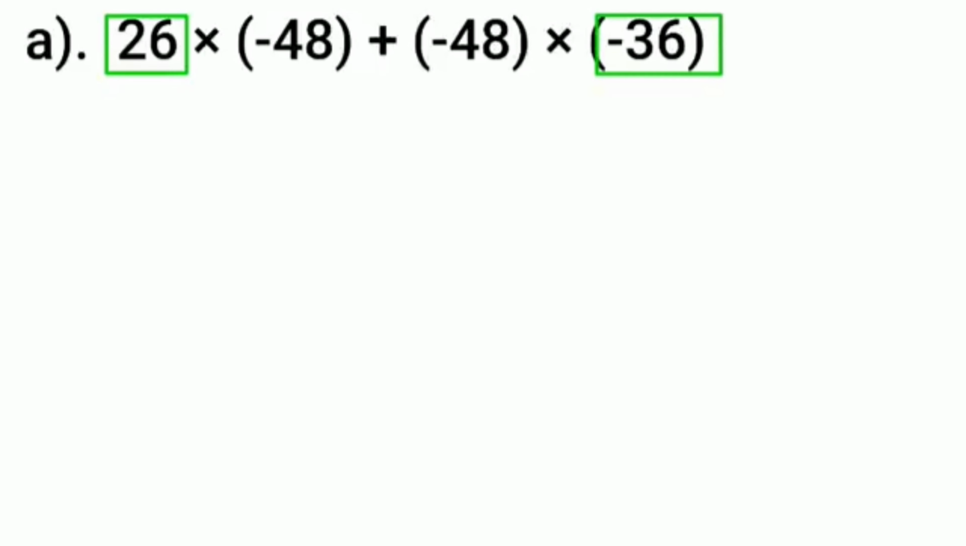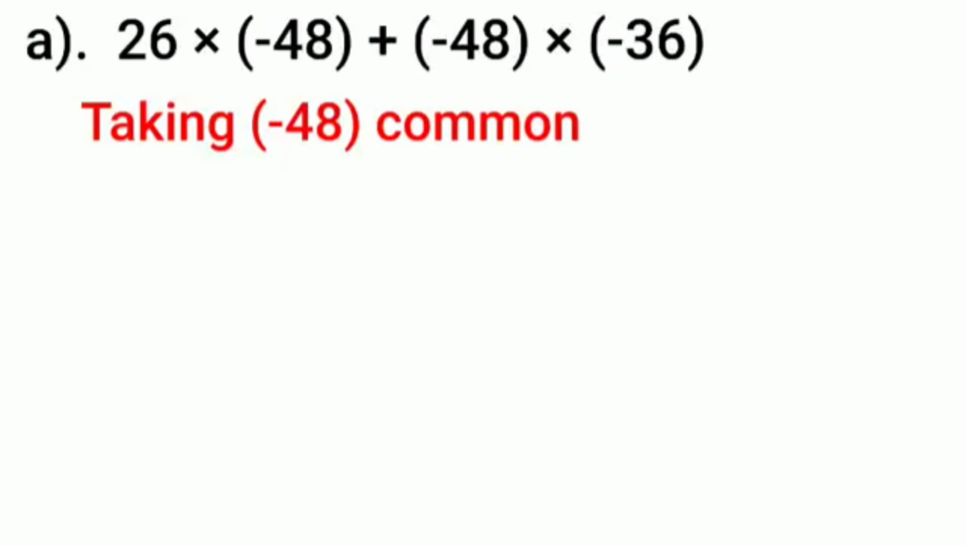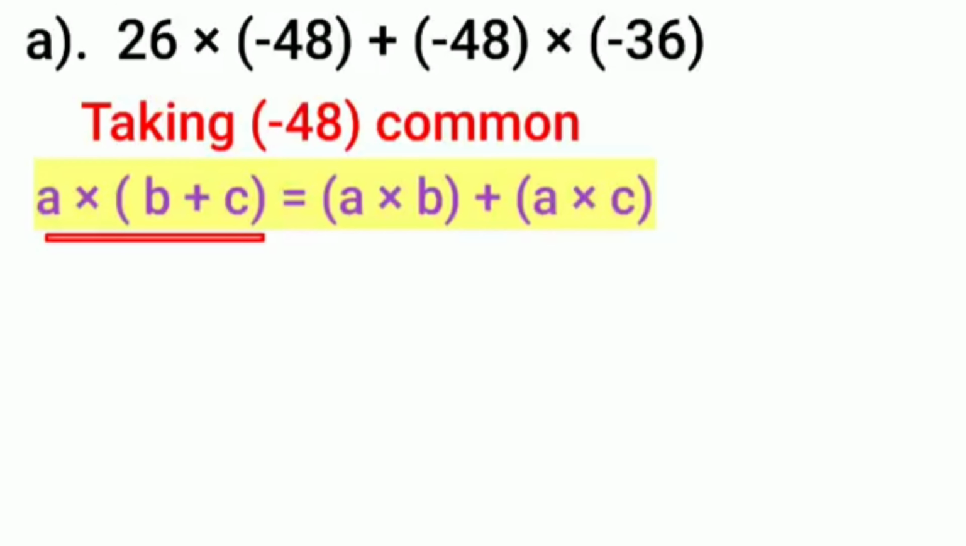Here 26 and minus 36 are multiplied by the same number, that is minus 48. So take minus 48 as common as per the distributive property. Distributive property is A into B plus C is equal to A into B plus A into C. Distributive property helps us to make our calculations easier.